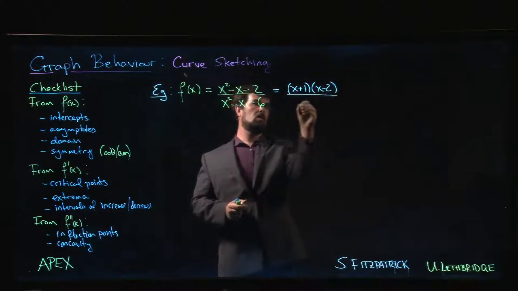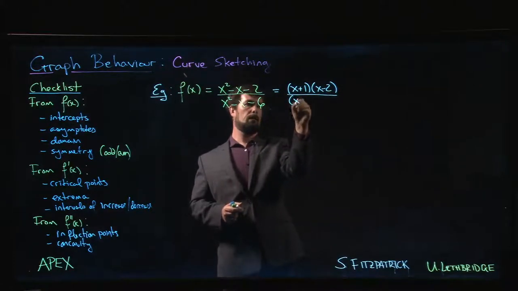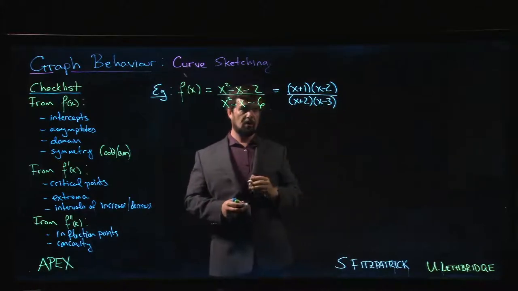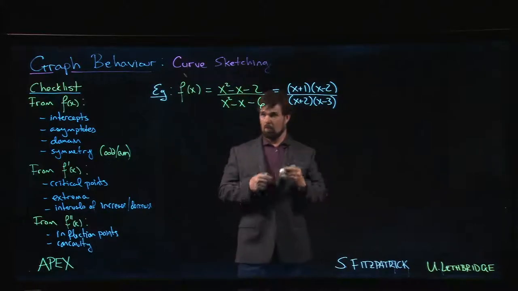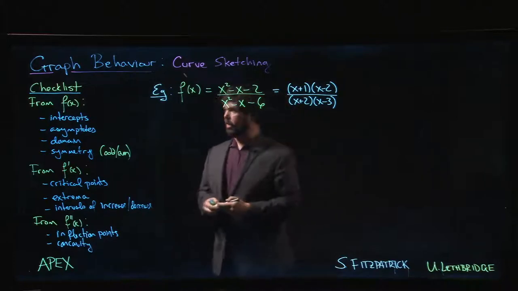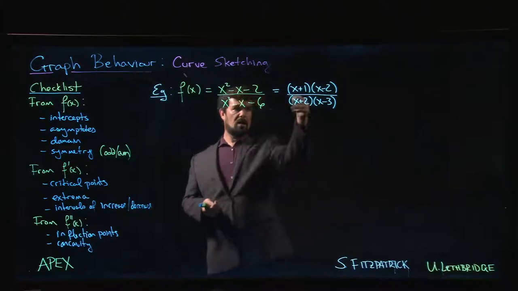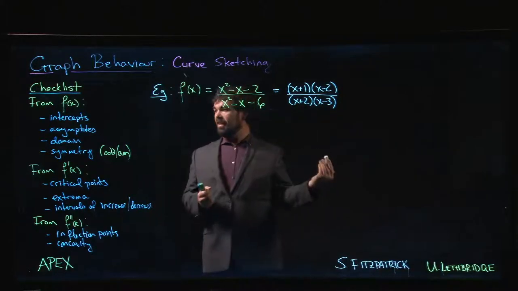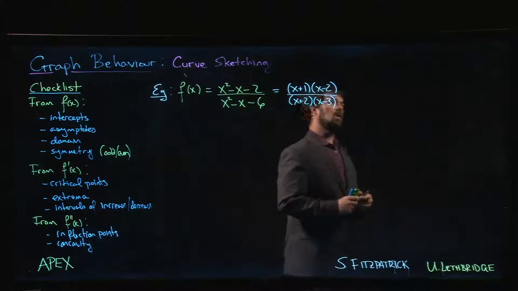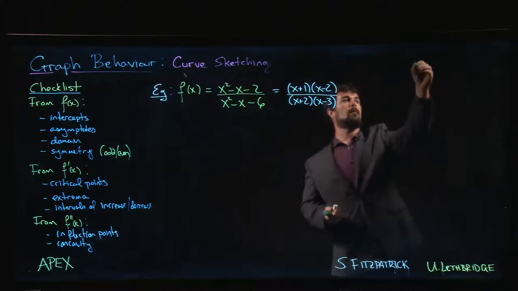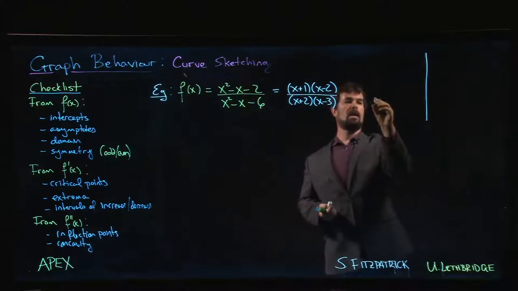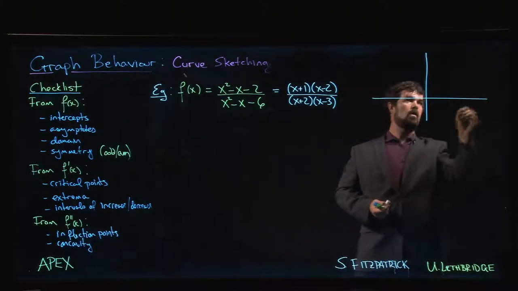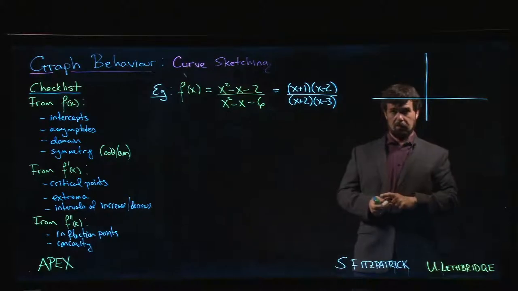times x minus 2 over x plus 2 times x minus 3. Right? And one of the reasons that you want to factor before you do anything else is maybe you get lucky and there are common factors top and bottom that cancel out and your function simplifies and you have a lot less work to do. Not so lucky here. But nonetheless, let's see what kind of information we can gather from our function.